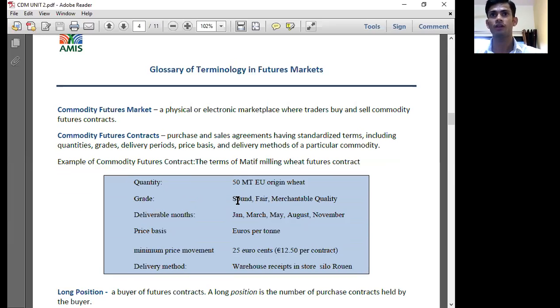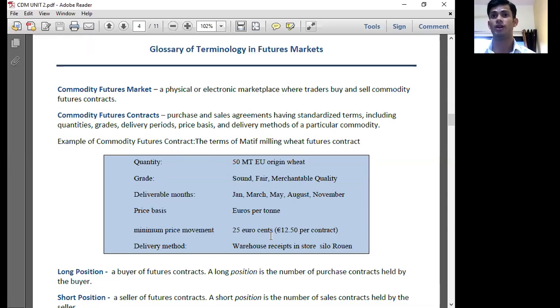For example, 50 megaton EU origin beets. Grade: sound, grade मध्ये काय तर well sound means well weighted, fair म्हणजे सुंदर, merchantable, and quantity. Then the delivery months are decided here on that date. It means the 1st January or 30 January, I don't know, but the dates are decided. It means month in January, month in March, month in May, month in August, and one month lap here. Price basis euro per ton, and minimum price movement 25 euro cent. Minimum 25 euro cent तक असणार आहे.